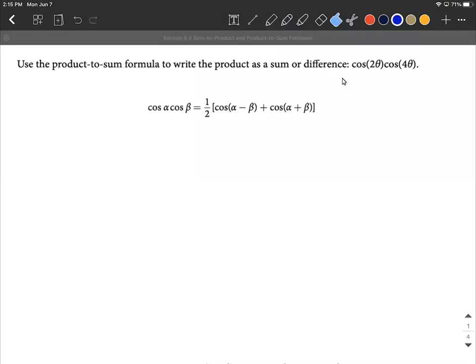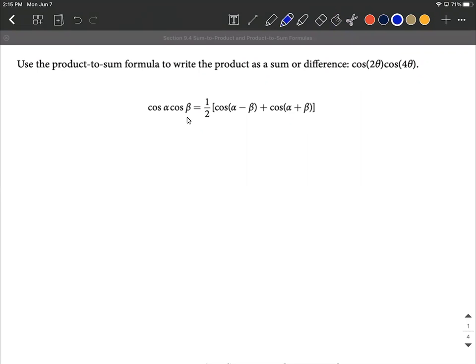Okay, the goal on this problem is to rewrite our product, cosine of 2 theta multiplied by cosine of 4 theta, as a sum or difference. As you can see, because we have cosine multiplied by another cosine, I went ahead and pulled up the product to sum formula for cosine multiplied by cosine.